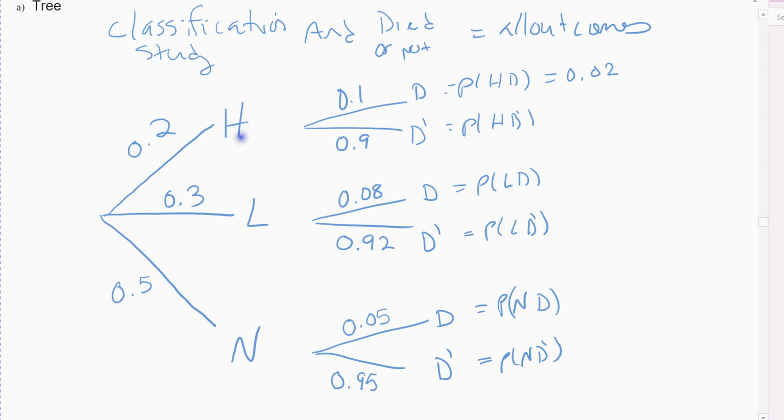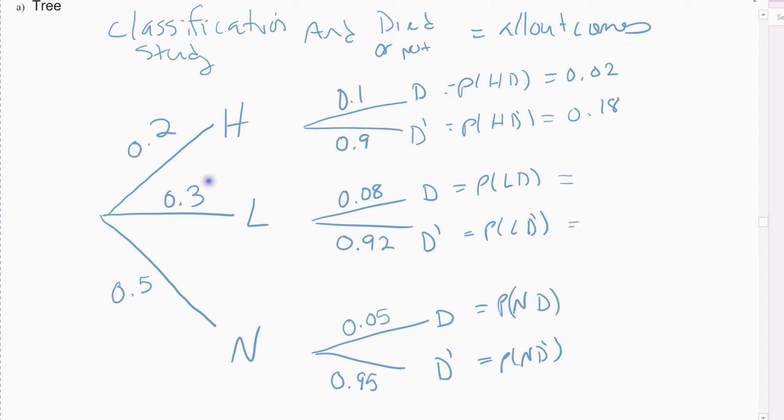All right, the next one would be 0.2 times 0.9, which comes out to 0.18. So 18% of the people in the study were heavy smokers that did not die. If you look at this, that's 20%. Right? If you add that up, that's 0.02 plus 0.18 is the 20. So that's all my heavy smokers.